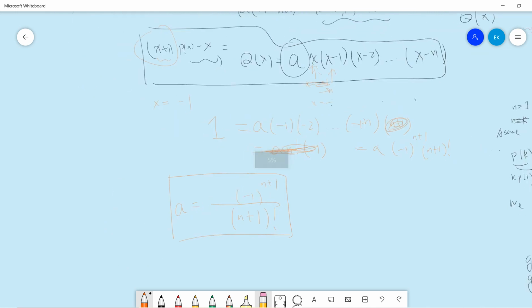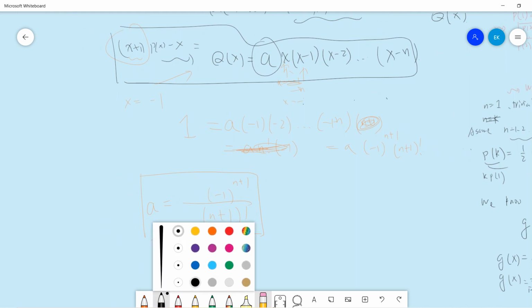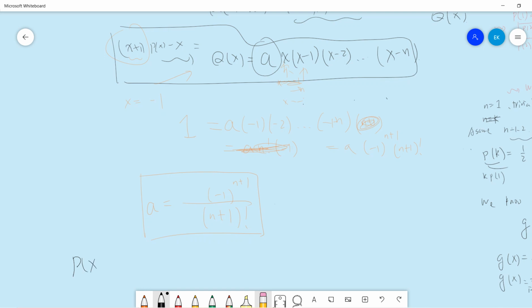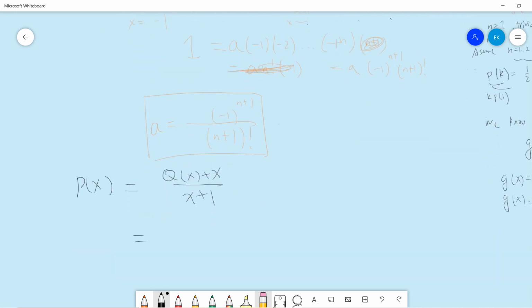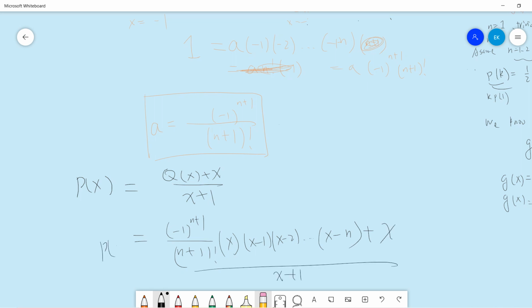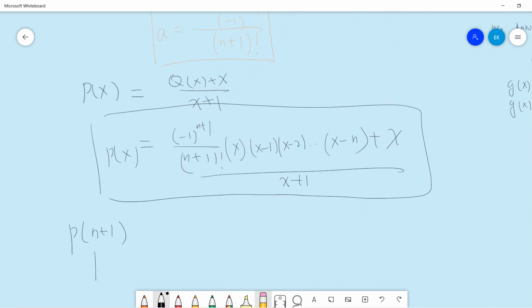Now we can get our p of x from this. Let's write it down. Your p of x will be q of x plus x, divided by x plus 1. So that is minus 1 to the n plus 1 divided by n plus 1 factorial, times x minus 1, x minus 2, up to x minus n, plus x divided by x plus 1. So you get p of x. Now it's very simple: you just plug in x equals n plus 1.